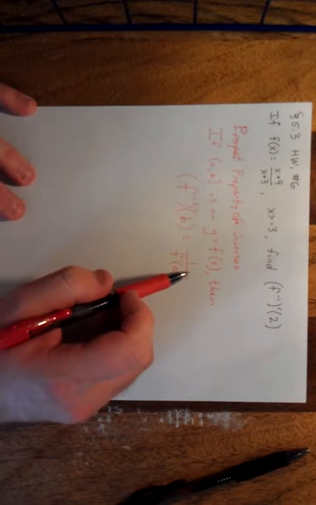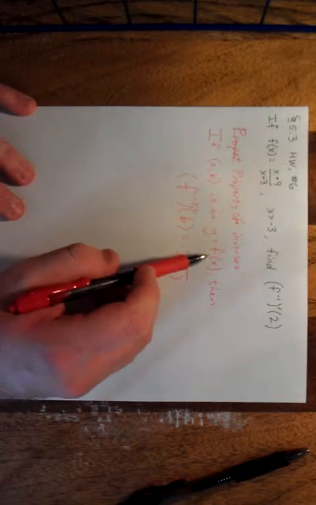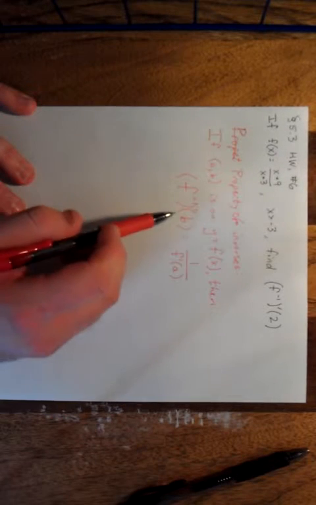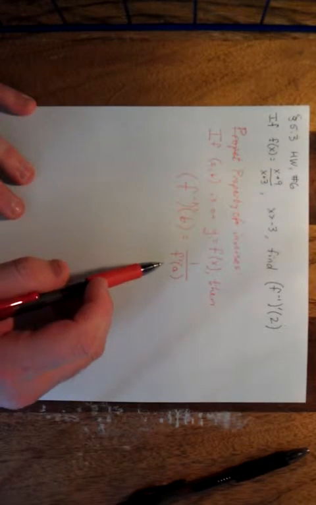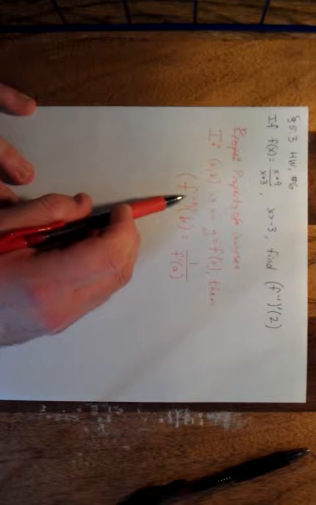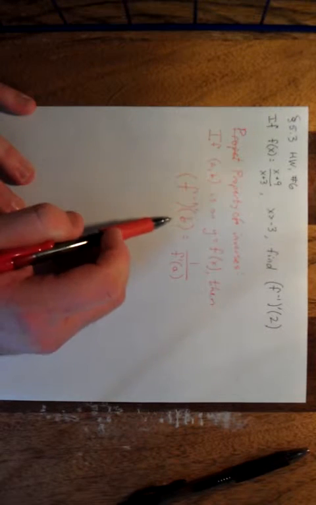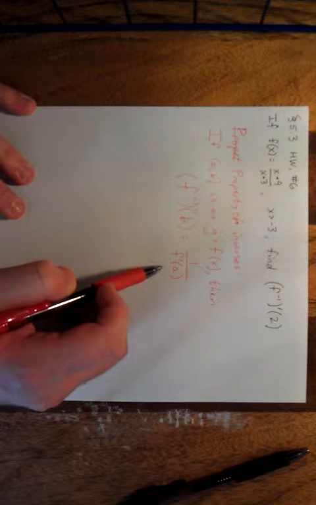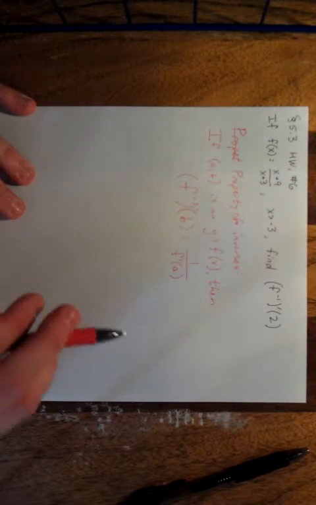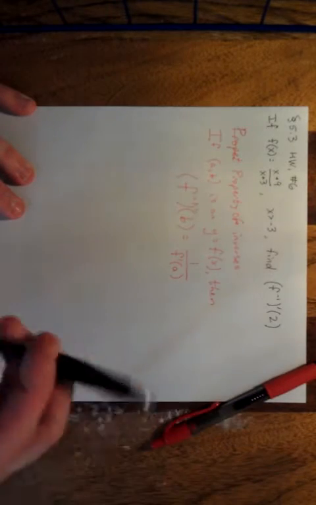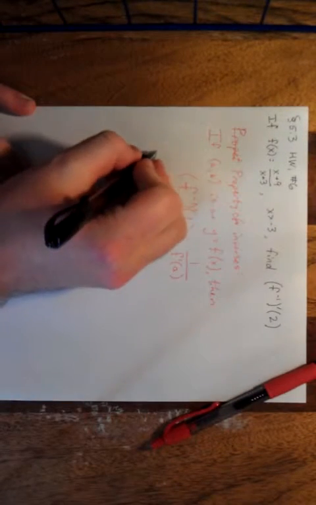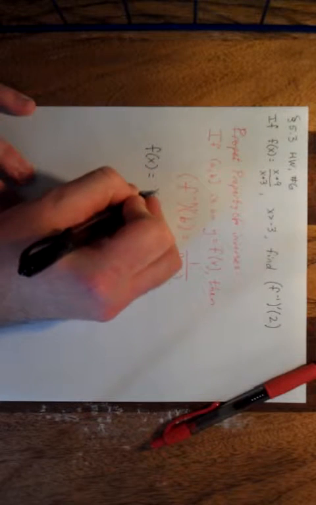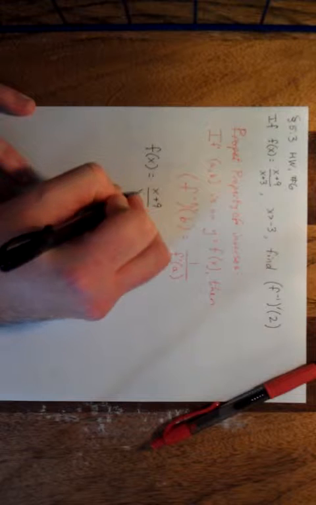We know that for the inverse function, if (a, b) is on the graph of y equals f of x, then (b, a) would be on the graph of the inverse. So the property that we proved in class is that the derivative of the inverse function evaluated at the y value of the given point is the same as the reciprocal of the derivative of the original function evaluated at the original x value. In our function we've got f of x is equal to x plus 9 over x plus 3.